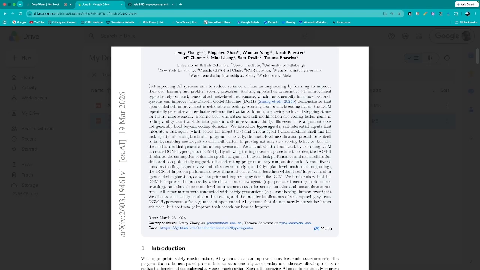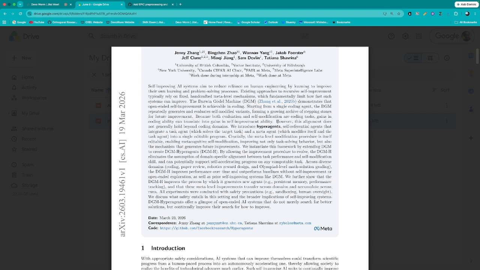So in this case, what they're doing is introducing this idea of a hyperagent or hyperagents, which are self-referential agents that integrate a task agent, which solves a target task, and a meta agent, which is a separate agent, not to be confused with the company, but as a meta mechanism, an overarching mechanism, which modifies itself and the task agent into a single editable program.